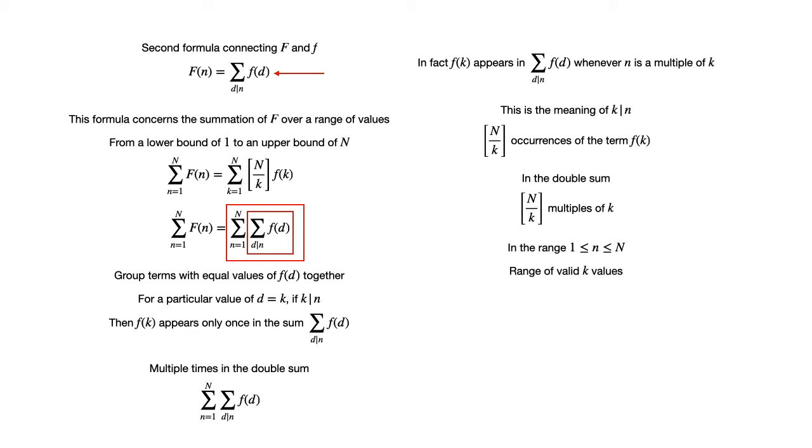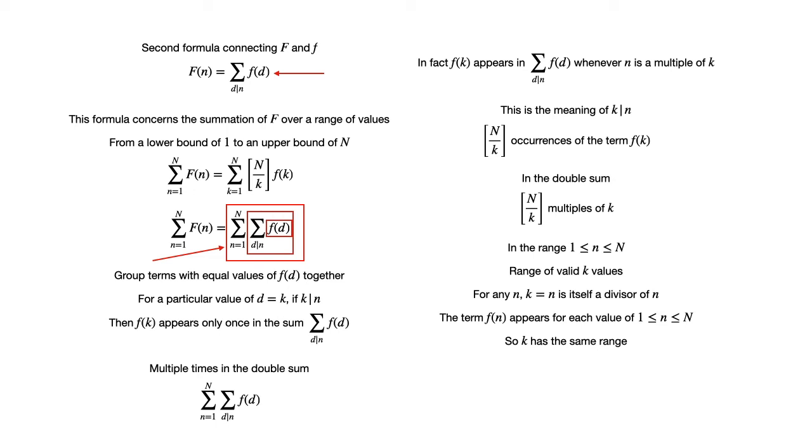The next point to discern is what the range of valid k values is. This is simple in light of the fact that for any n, k equals n is itself a divisor of n. Hence the term little f of n appears for each value of n greater than or equal to 1 and less than or equal to capital N, and so k has the same range.